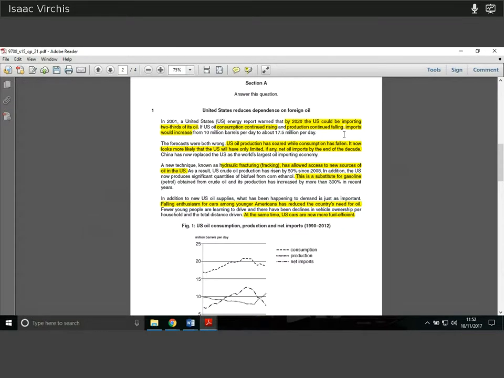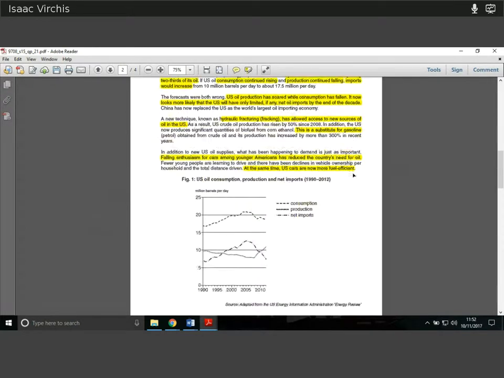As you see, what I've done is highlight the key bits of information in the article that might be able to answer the questions later, and that's something you should do.